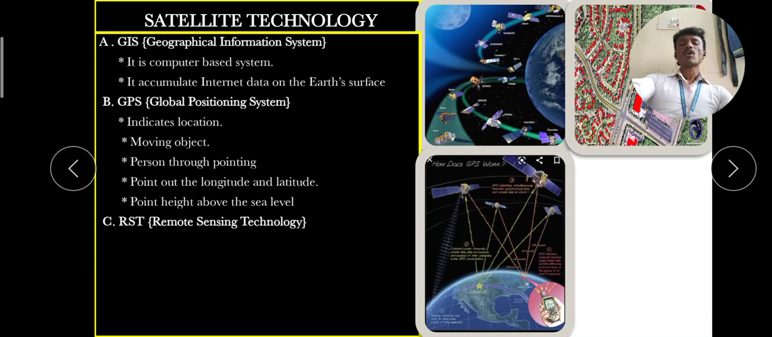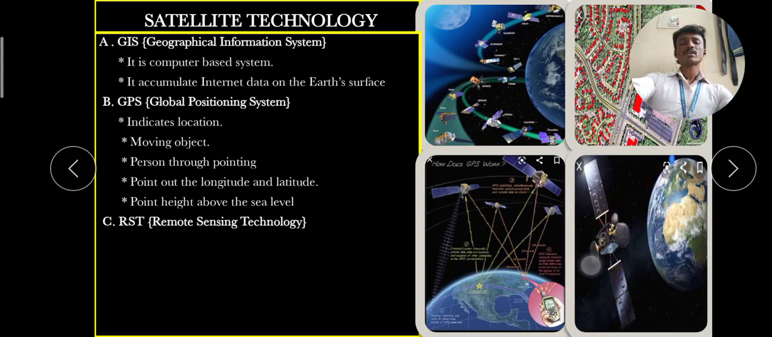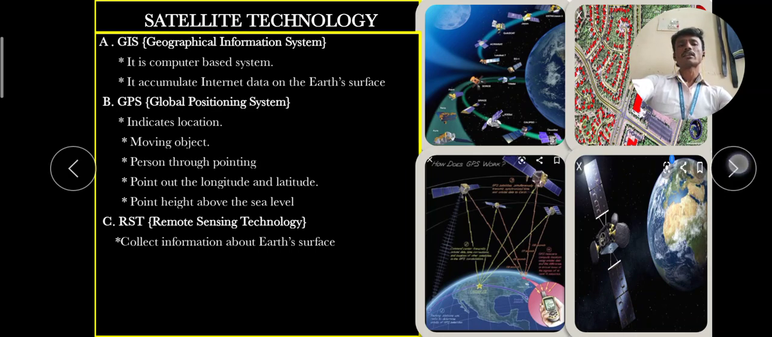And another one is RST. RST means remote sensing technology. How? See here, the remote sensing technology collects information about the earth surface, the outermost level of the land. How the earth is, we can gather detailed information through the RST. Got it? All this information we can see under the satellite technology only. RST, remote sensing technology, collects information about the earth's surface.